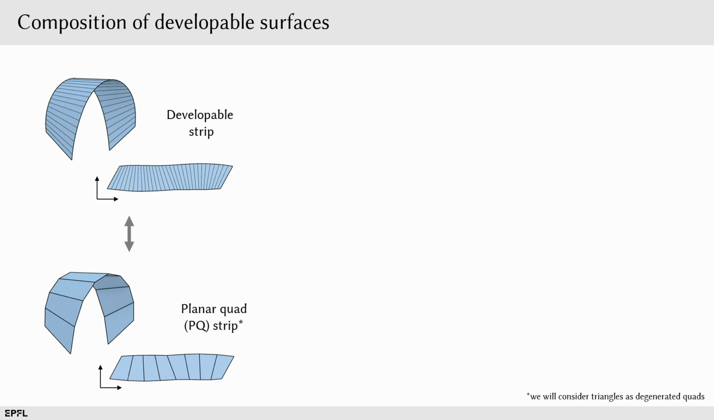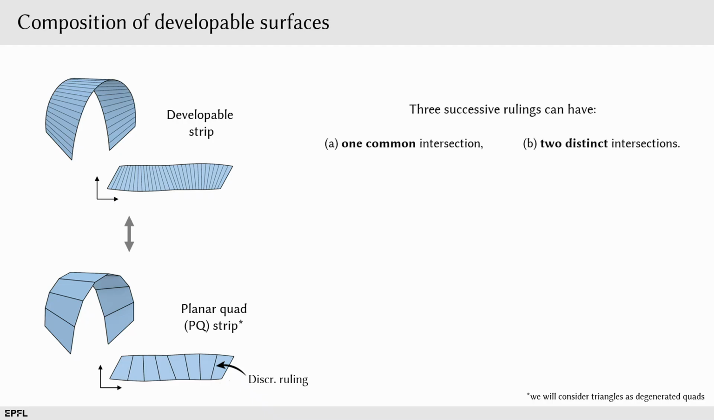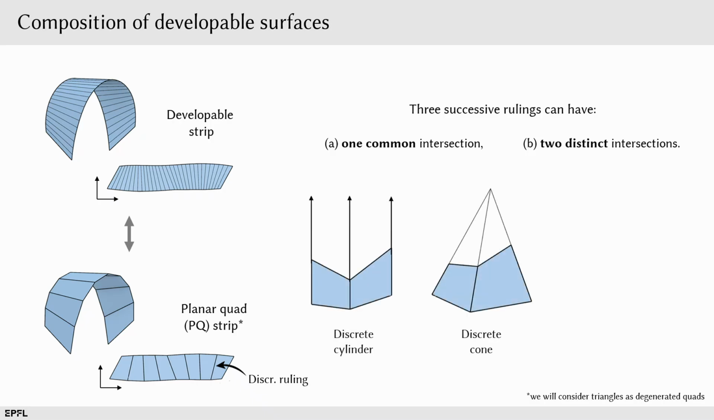And now if we locally look at the behavior, oh yeah, and the interior edges of this PQ strip are the discrete analogs of the rulings. And if we look at the behavior of three consecutive rulings in a PQ strip, we can distinguish between two cases. So either they have one common intersection. In this case, this would correspond to either a discrete cone or a discrete cylinder, depending on whether this common intersection is a point at infinity or not. I think I said it the other way around, but I hope you know what I mean.